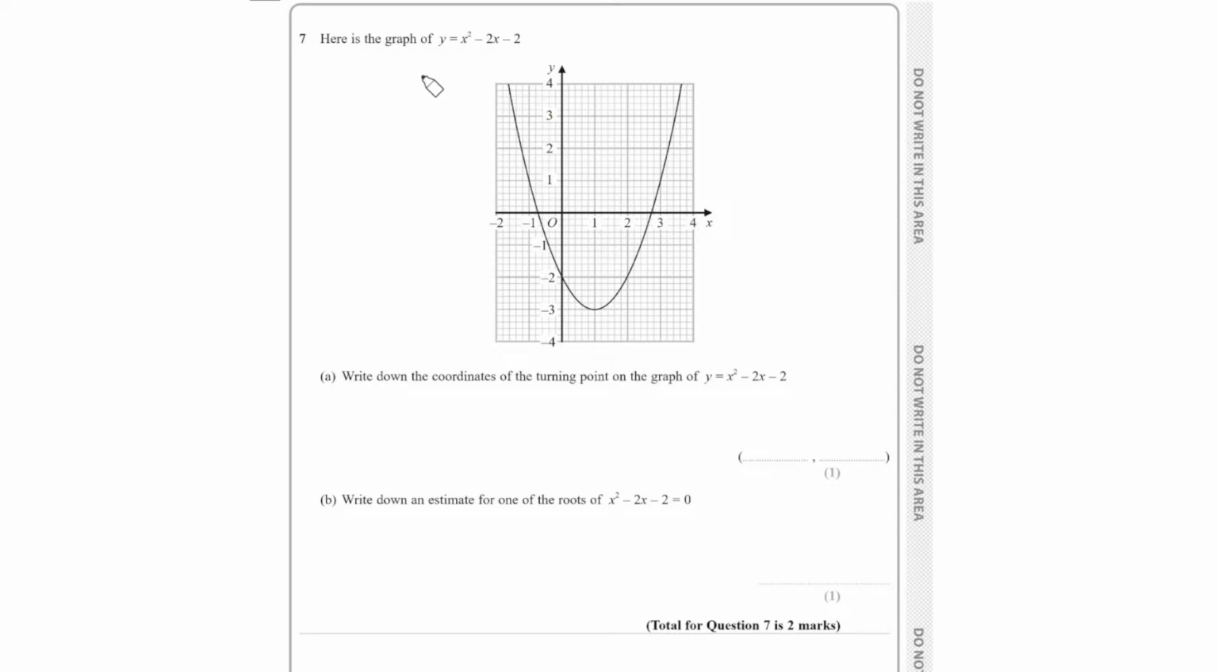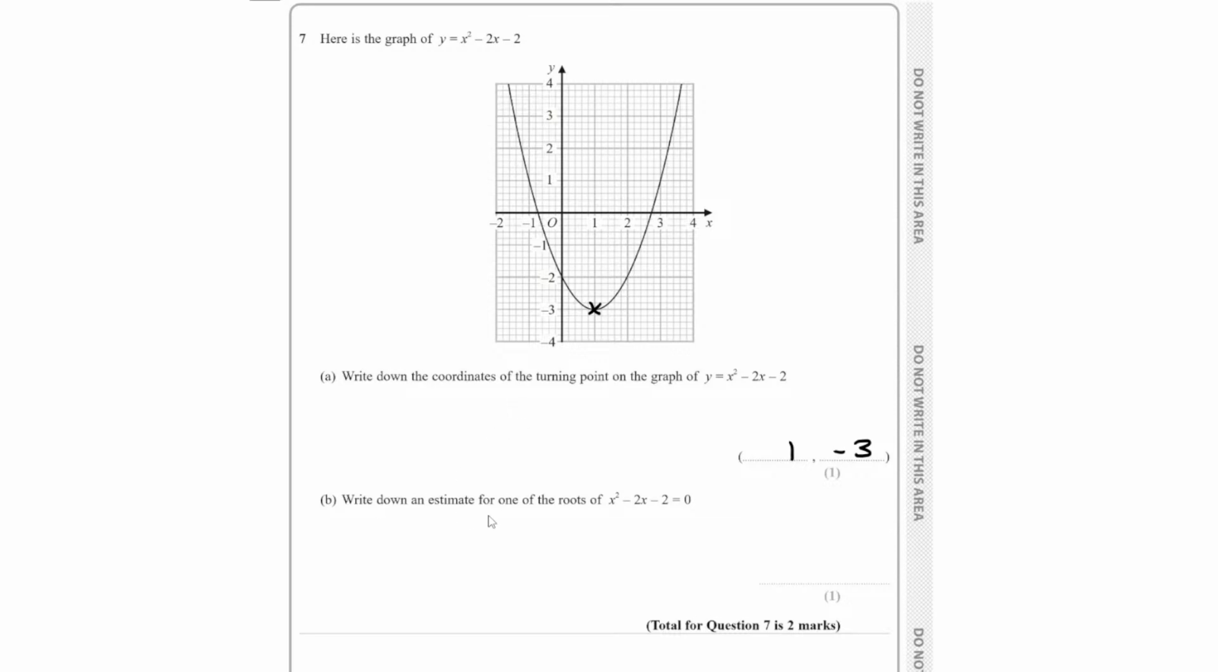Okay, question 7. This is actually a really nice one, 2 marks. So here is the graph of y equals x squared minus 2x minus 2. That's obviously a quadratic graph. First of all, write down the coordinates of the turning point of the graph. The turning point is where it changes direction. So you see how that would be here? It's gone down and then it changes and goes up. So that's 1, minus 3.